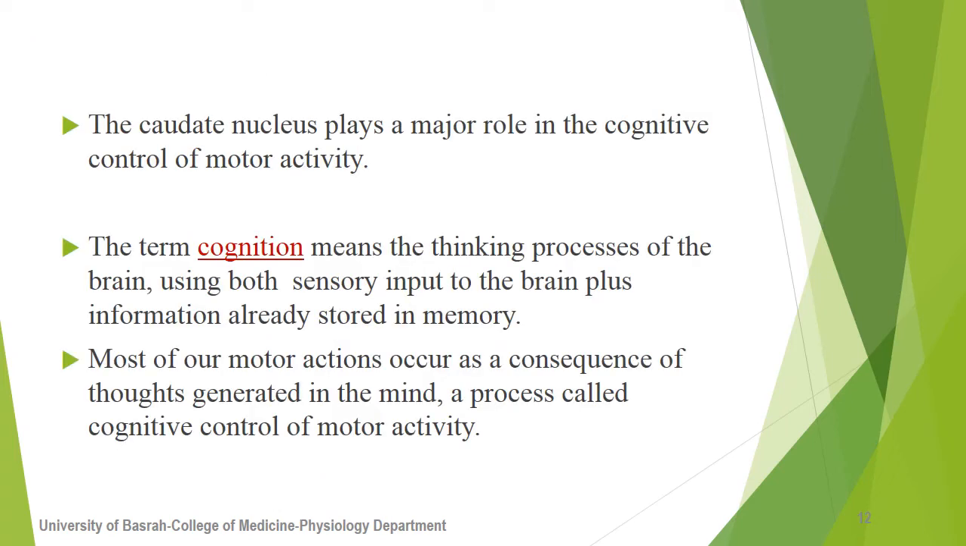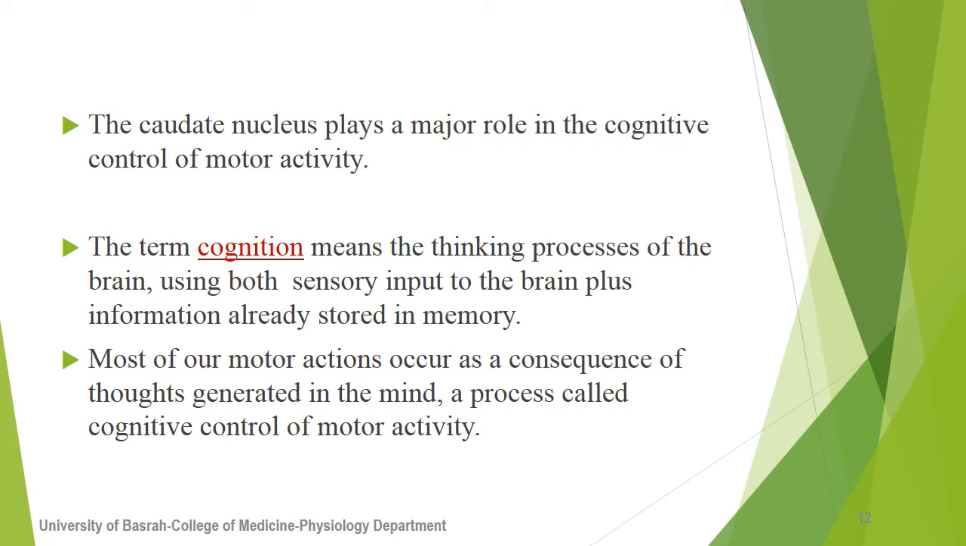Okay, so the caudate nucleus plays a major role in the cognitive control of motor activity. The term cognition means the thinking process. It is the thinking process of the brain that uses the sensory inputs we receive and also the information already stored in memory, so that we can perform cognitive motor function.